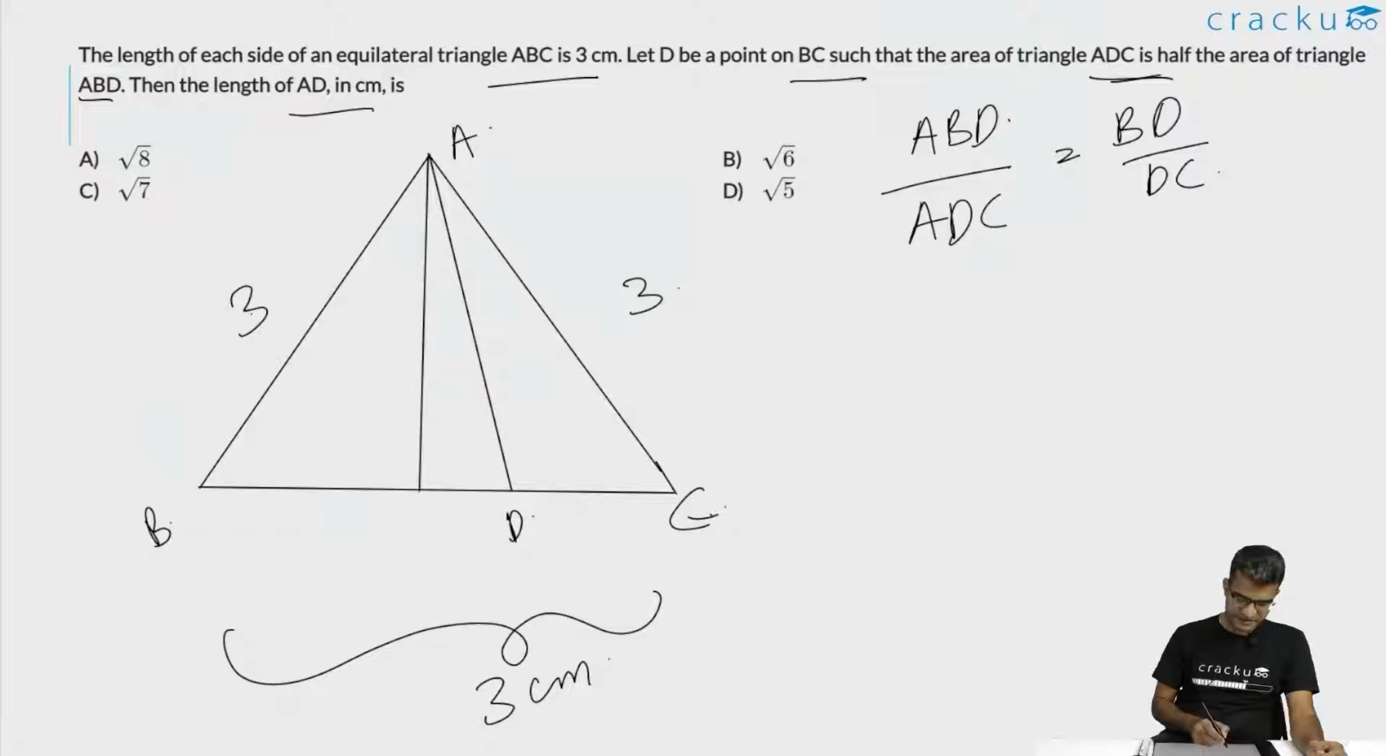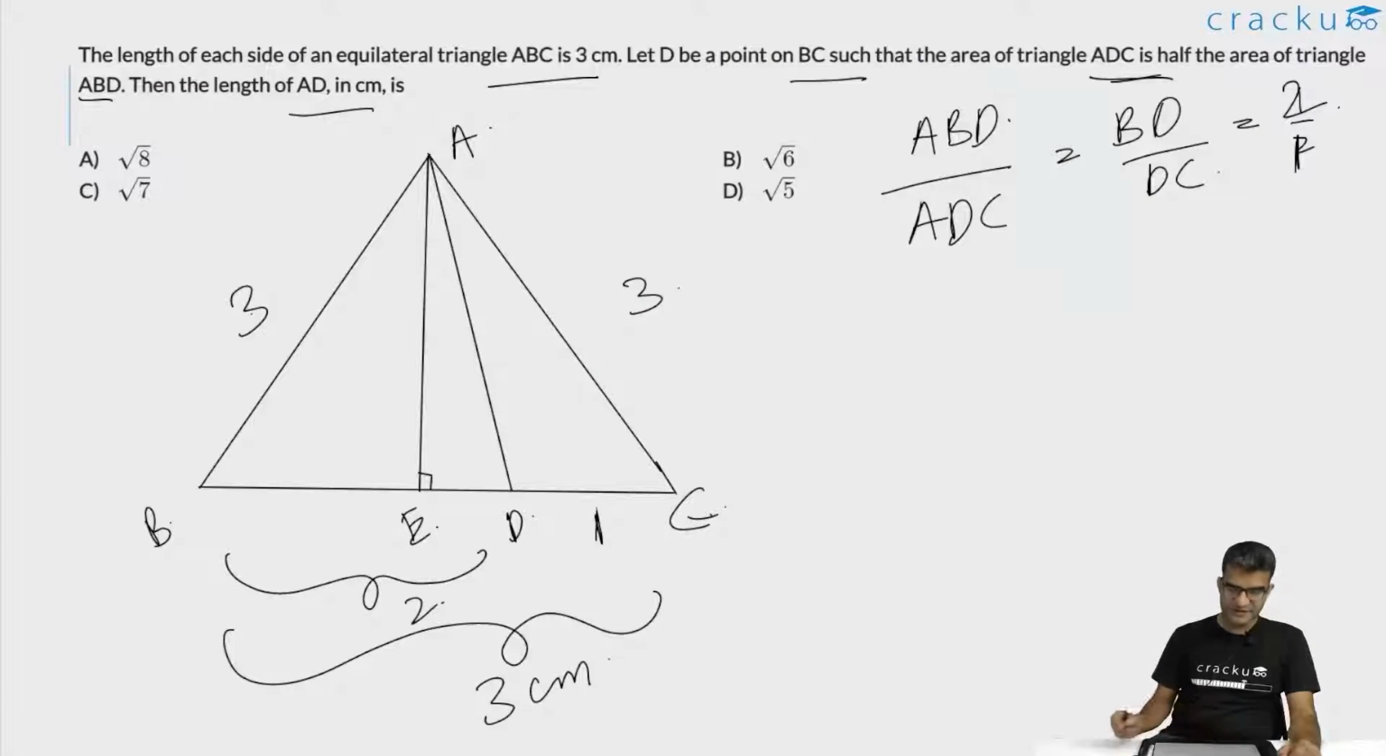Whatever this length is, if this is E, that will be the height. AE will be the height of both the triangles, and therefore the ratio of the areas is basically the ratio of their bases. The ratio is 2:1, ABD is twice the area of ADC. So DC will be 1 and BD will be 2 centimeters. We also know that this angle is 60 degrees because ABC is an equilateral triangle. So using the cosine rule, we can calculate the length of AD.